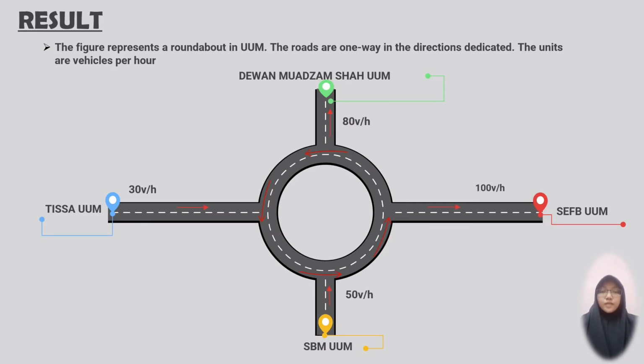Based on this, we can see that the figure represents a roundabout in UUM. The roads are one way in the direction indicated. We know that the unit is vehicles per hour. From the figure, we can see there are 4 directions. The first direction shows that from the roundabout to Dewan Muazzam Shah UUM takes about 80 vehicles per hour.